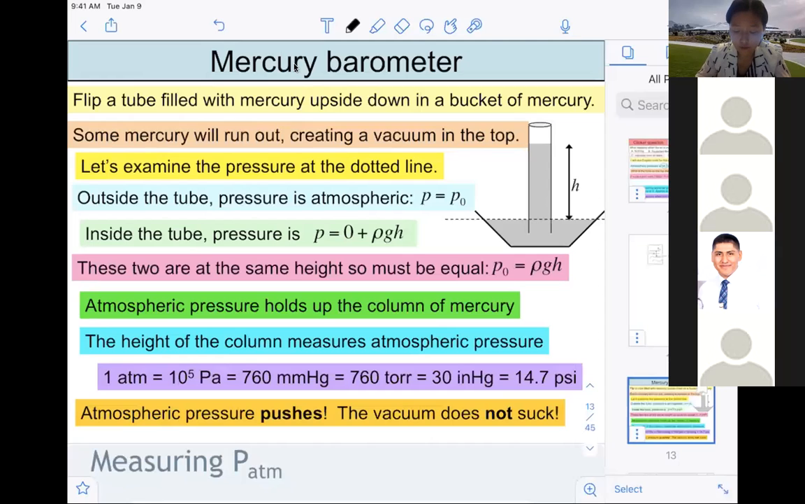Now, if you turn it upside down, some of the mercury will run out, and eventually it's going to be at stable equilibrium, leaving the top to be a vacuum space. There was no air in it because at the beginning you fill everything up with mercury, so there is no air in the tube. So how come the mercury column did not all fall out? That's because you have the atmosphere pressure.